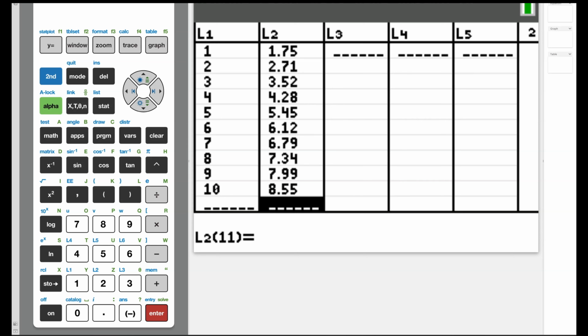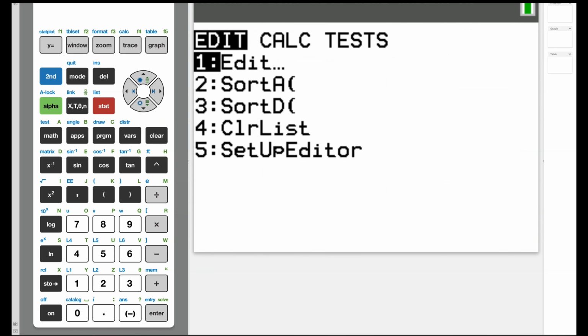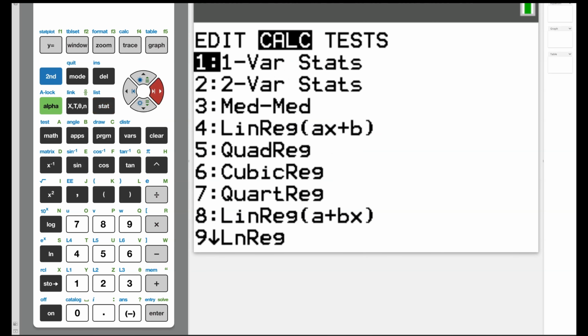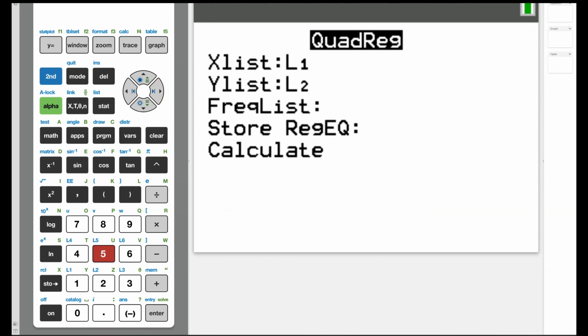All right, now we've put our data in. We've given the calculator the points. Now we're going to go back to stat. And this time, instead of editing something, we want to do a calculation. So we're going to arrow over to calculation. Now, as you can see, there are different types of regressions. Number 4 is linear, number 5 is quadratic, 6 is cubic, 7 is quartic, and so on and so forth. So we are doing quadratics. So we're going to do a quadratic regression, so we're going to choose option 5.